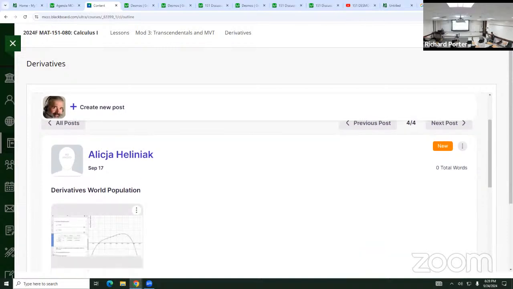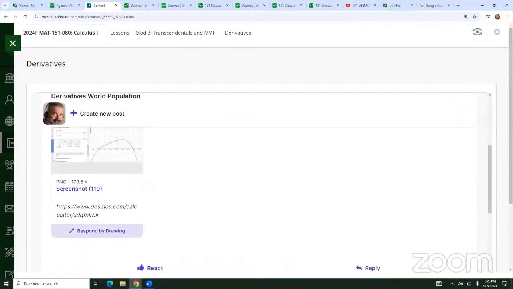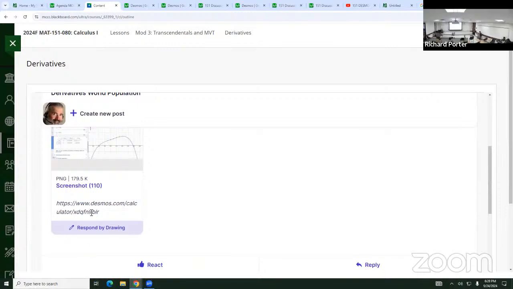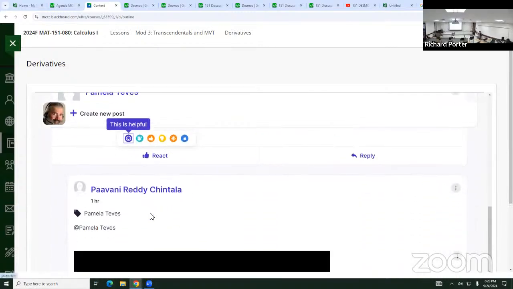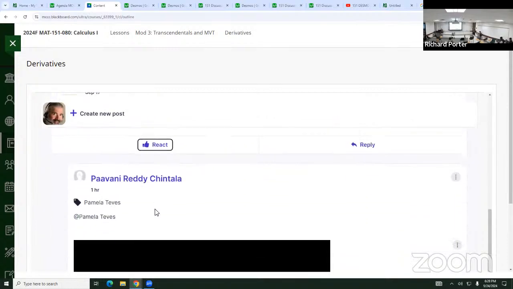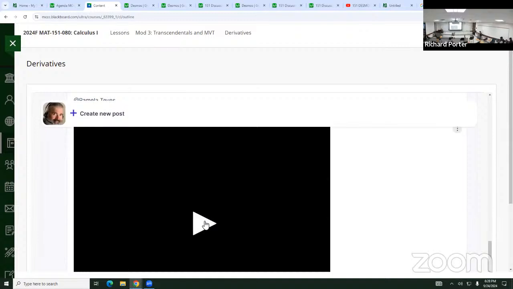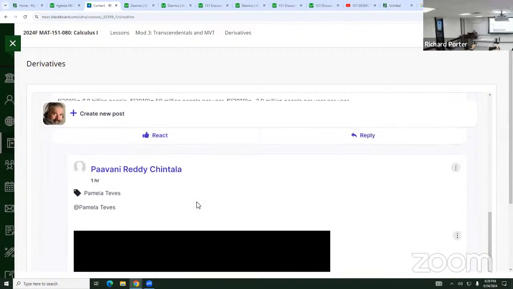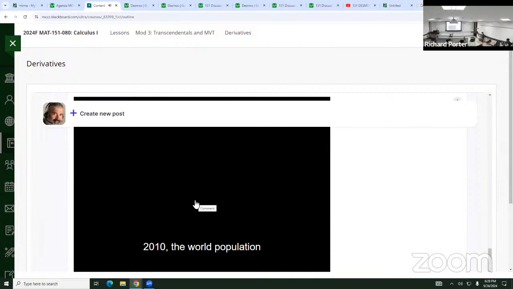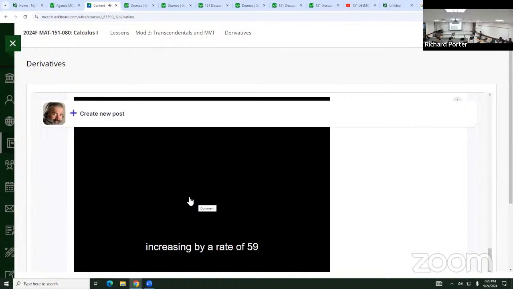Alicia, are you here? Yes. Look, she's world population and she put her link right there. And I got Pamela right here. And I've got Pavani on the line. She's here. So let's see what Pavani has to say. According to the Quartic regression, after the year 2010, the world population would be 6.8 billion, increasing by a rate of 59 million per year and decelerating by 2.9 million per year.